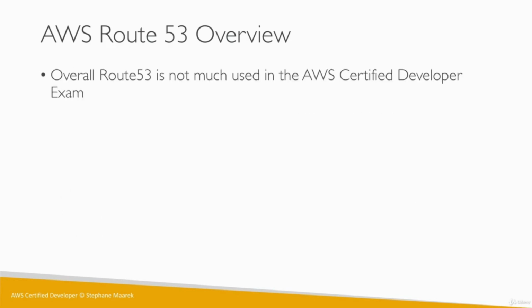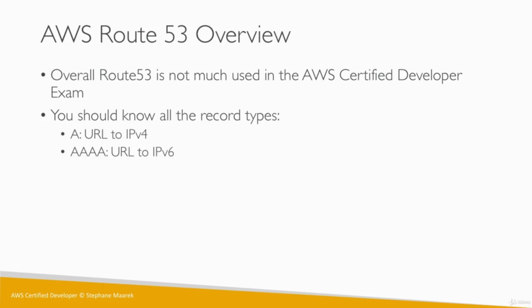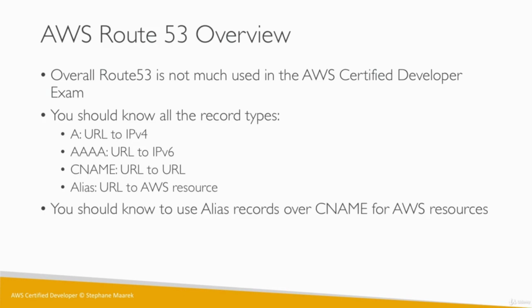So overall, Route 53, I would say, is not much used in the certified developer exam. Still, I want you to know about it. So what I want you to know is all the record types. So A, quadruple A, CNAME, and alias, super important. And then you should know to use alias records over CNAME for AWS resources. So that's it for the overview. We'll just go into hands-on to see in practice how it works, but that's it.